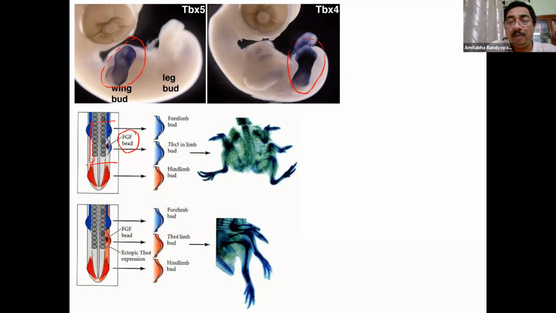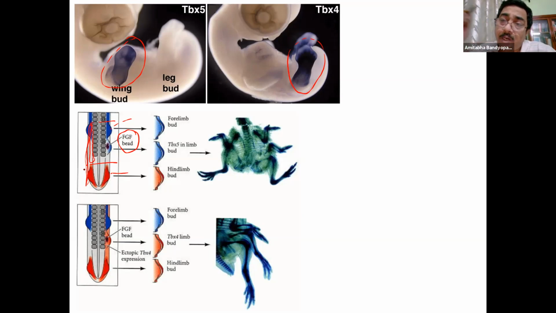If you put a bead of FGF8 anywhere in this zone of competence, you can form an extra limb bud there, a supernumerary limb bud. Normally there will be one here, and you will form an extra limb bud. Sorry, the zone of competence is broader. Now, when you are forming an extra bud, will that extra bud develop as a wing or as a leg? It's an interesting question, right?